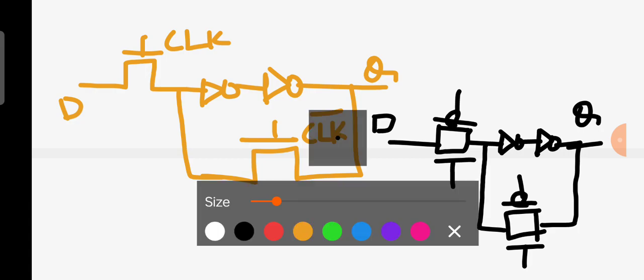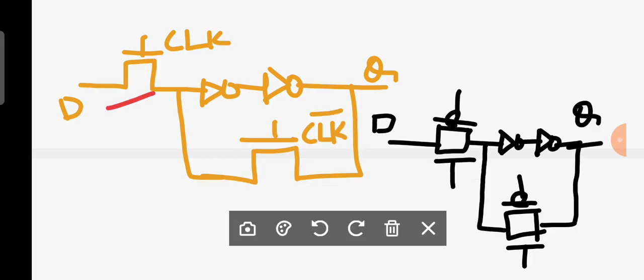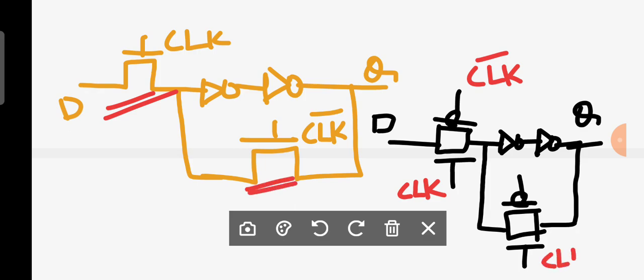Now how to give the clock, that is important. For this NMOS, CLK is given, therefore here it should be CLK, here it should be CLK complement. For this NMOS, CLK complement is given, therefore it should be CLK complement and it should be CLK. I hope that is clear.